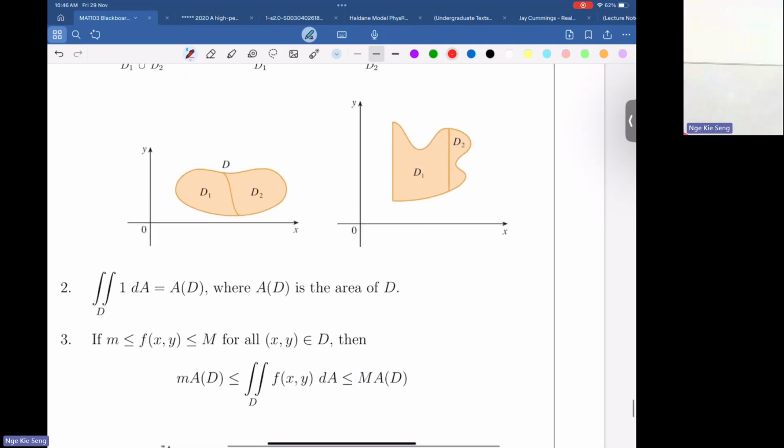Second, the double integral of 1 over a region is the area of the domain. Can you think of why this is true? Because every time we talk about a volume under the surface, right? But why does it become area in this case?